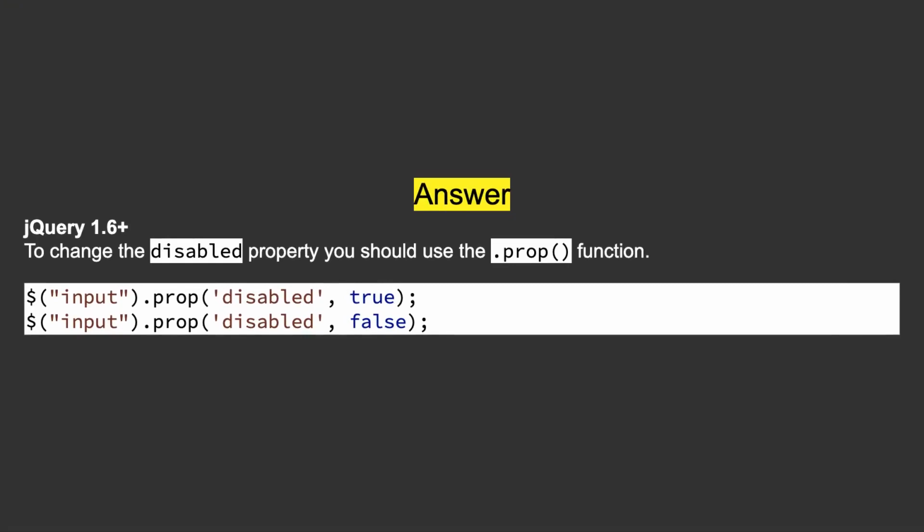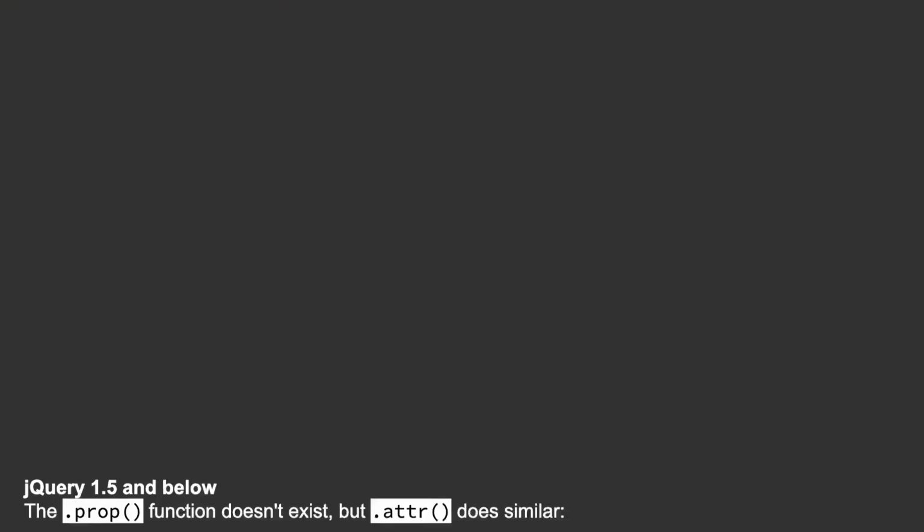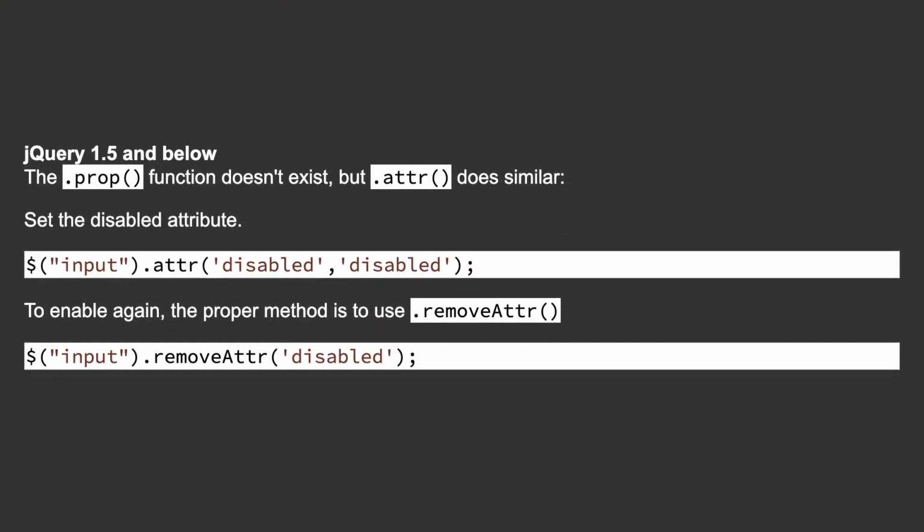jQuery 1.6+: to change the disabled property you should use the .prop() function. jQuery 1.5 and below: the .prop() function doesn't exist, but .attr() does something similar. Set the disabled attribute. To enable again, the proper method is to use .removeAttr().